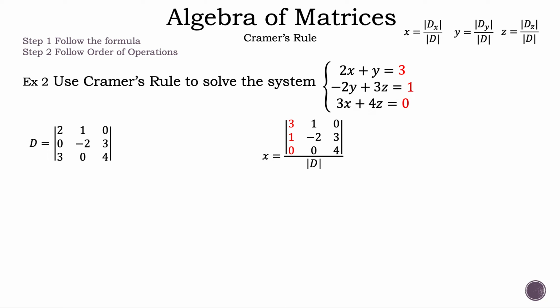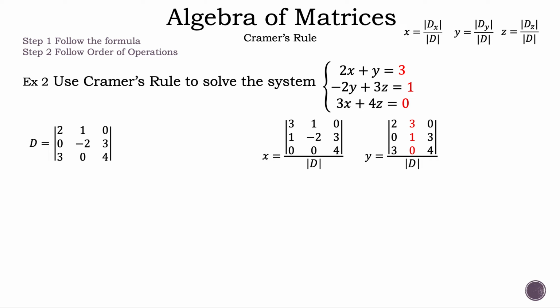Since we are solving for the x part of the ordered pair, our first column has been replaced with the constants, or 3, 1, 0 in this case. And the other two columns are the same as the determinant of the coefficients. Let's write down the y part of our ordered pair. Since we are solving for the y part of the ordered pair, our second column has been replaced with the constants, or 3, 1, 0 in this case, and the other two columns are the same as the determinant of the coefficients. What do we think the z part of our ordered pair is going to be?